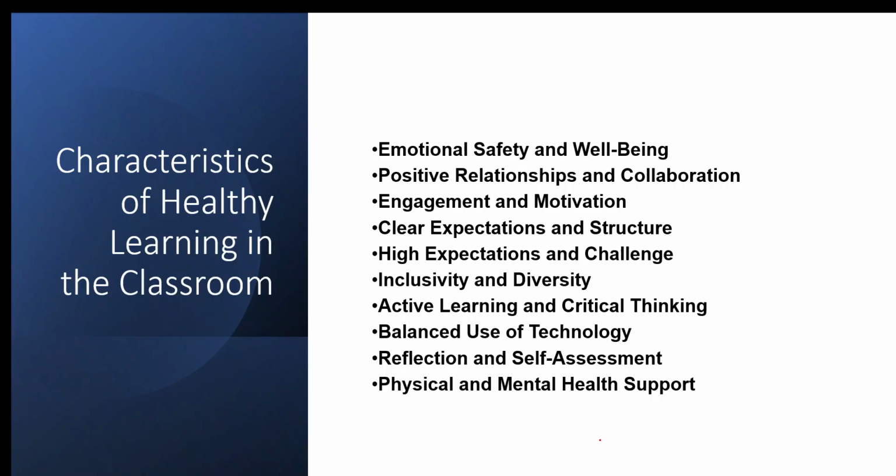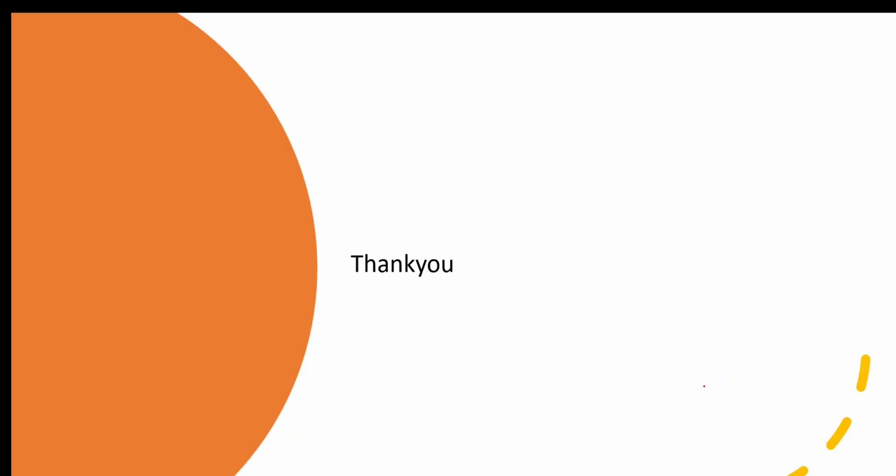Characteristics of a healthy learning environment classroom. Emotional safety and well-being, positive relationship and collaboration, engagement and motivation, clear expectation and structure, high expectation and challenge, inclusivity and diversity, active learning and critical thinking, balanced use of technology, reflection and self-assessment, physical and mental health support.